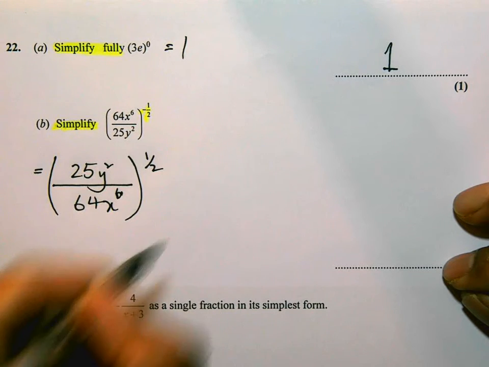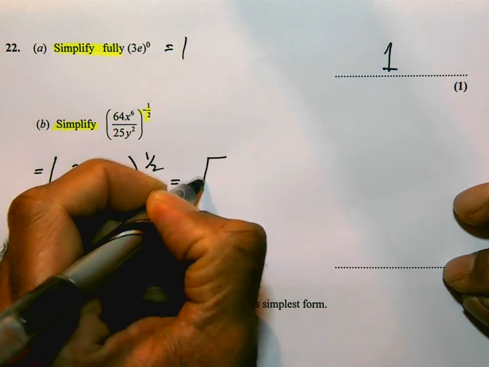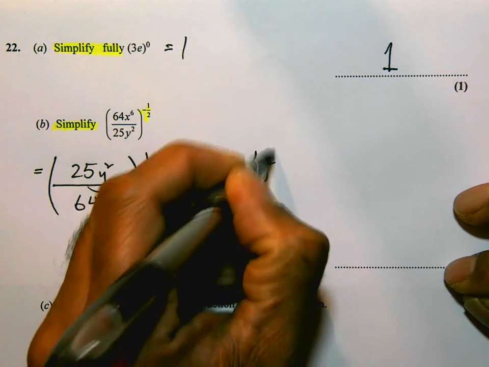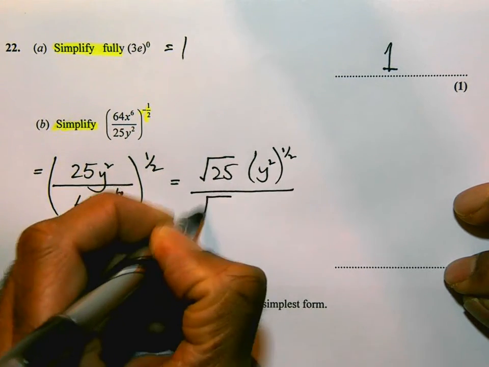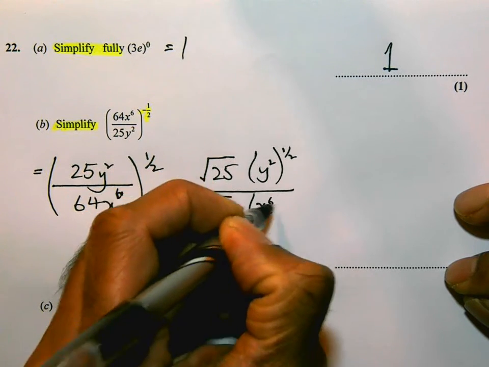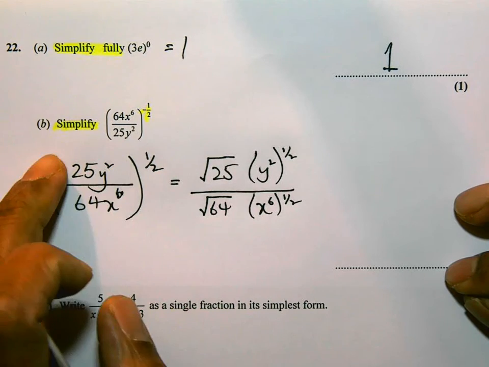So I'm going to do it in 2 stages. I'm going to say the square root of 25. I'm going to do y squared to the power of a half. I'm going to square root the 64, and I'm going to do x to the 6th, that to the power of a half. So you have to apply that power of a half to the top and the bottom.